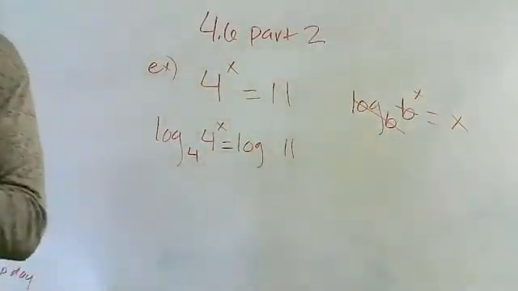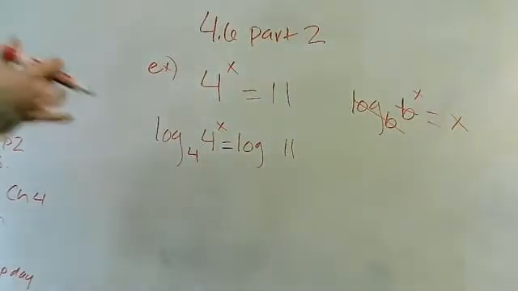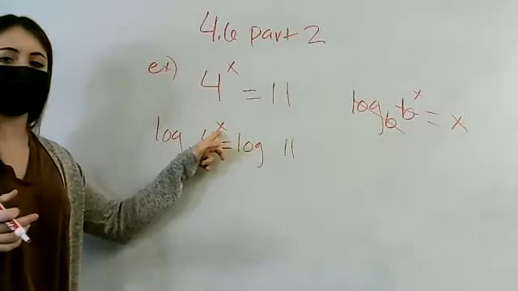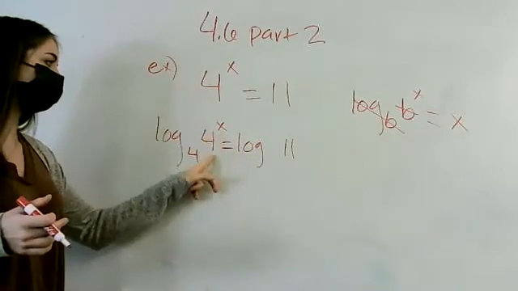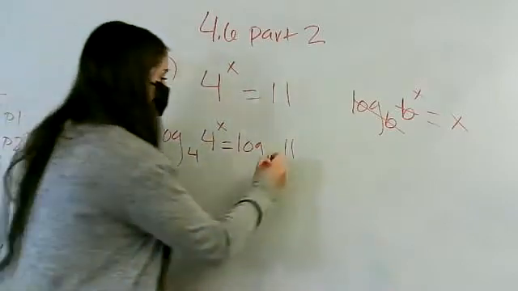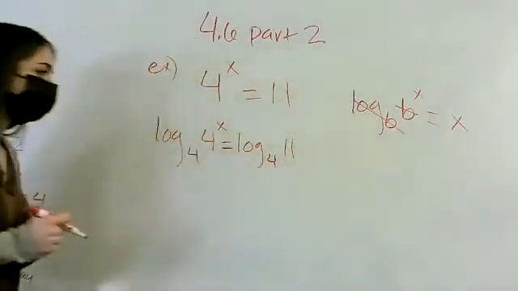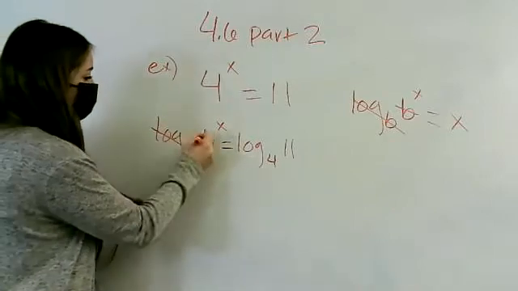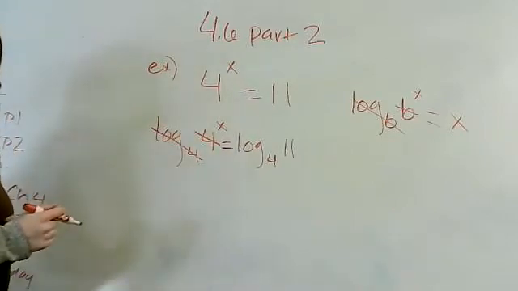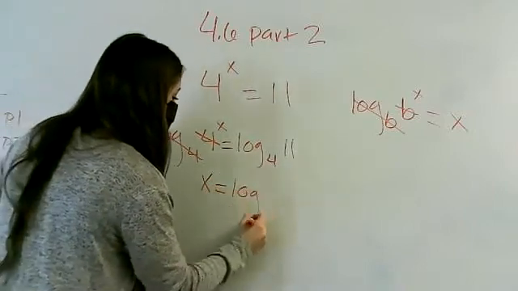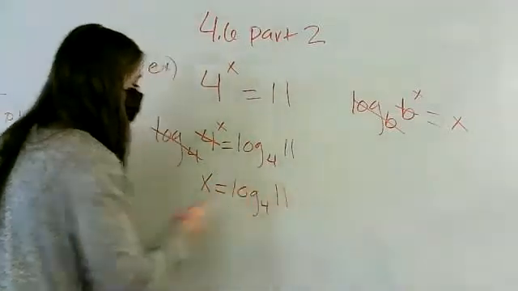And again, I'm choosing 4 and not 11 because the variable's in my exponent on this side. So I need to get rid of that 4. The 11, I don't really care about that. I'm fine with it. So both sides have to be a log base 4. Then we know log base 4 and 4 cancel each other out, right? So I get x equals log base 4 of 11.